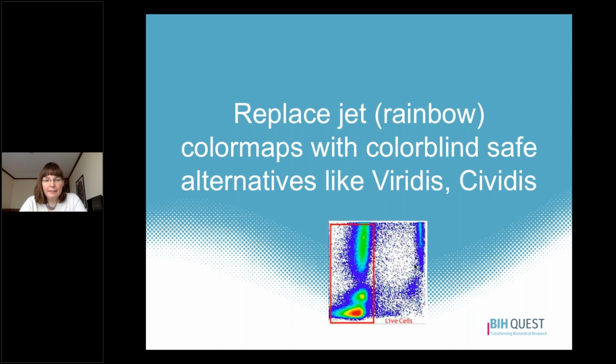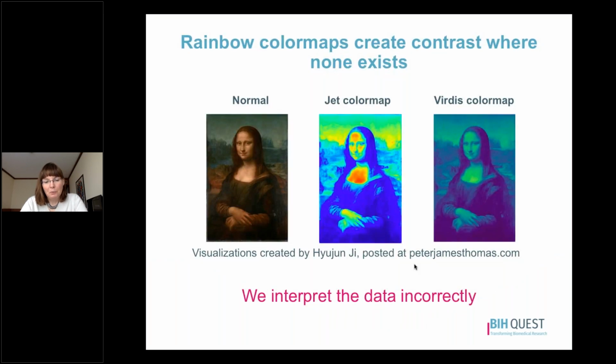Okay, the next thing that's important to do is to identify when you're using a jet or rainbow color map and replace them with colorblind safe and perceptually uniform alternatives such as the Viridis or Cividis color maps. Rainbow color maps are really common in science as well as in popular media. However, they're highly problematic from a visualization perspective, so it's important that we get rid of them and get them out of our science. Let's talk about why.